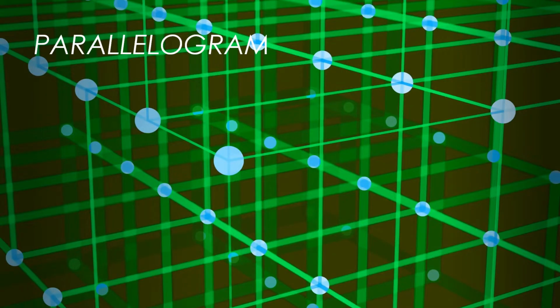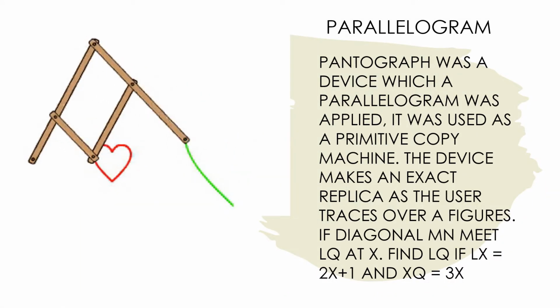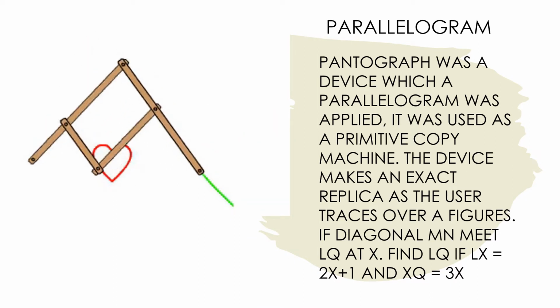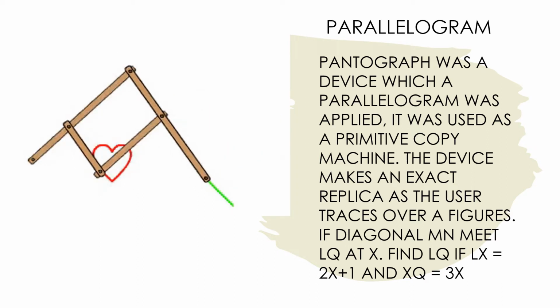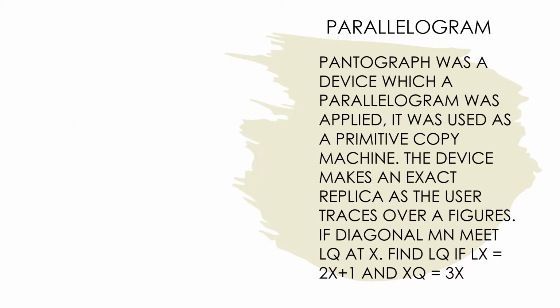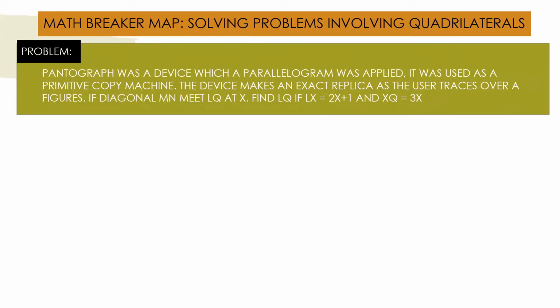Now, let us start solving problems involving parallelogram. Pantograph was a device in which a parallelogram was applied. It was used as a primitive copy machine. The device makes an exact replica as the user traces over the figure. If the diagonal MN meets LQ at X, find LQ if LX is equal to 2x plus 1 and XQ is equal to 3x. Okay, let us solve the problem by using a math breaker map.